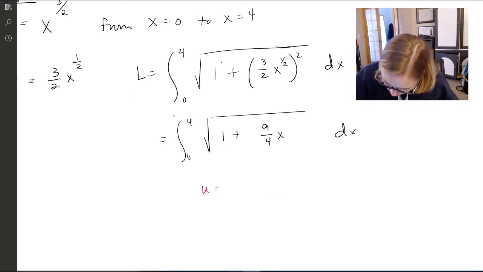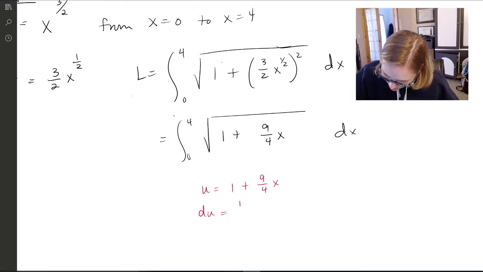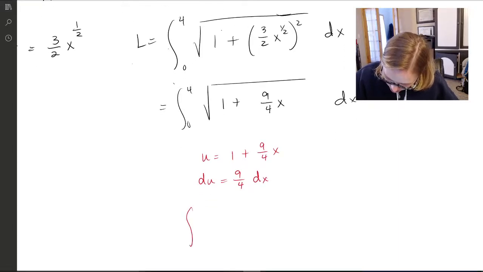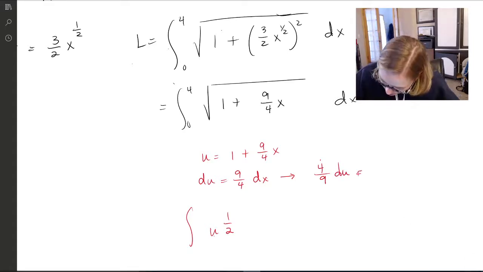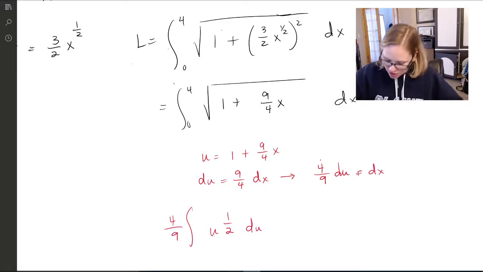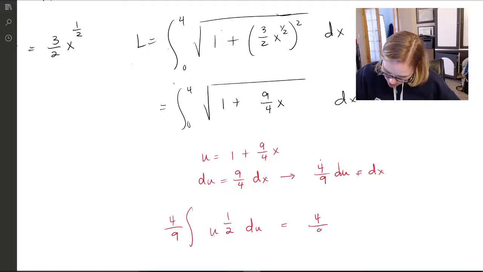So now I've got this integral, and this is simply a u substitution problem. So here we go. u equals 1 plus 9/4 x, du equals 9/4 dx. So I'm going to have the integral of u to the 1/2 power. And I'm going to move the 9/4 over, it becomes 4/9. When I divide by 9/4, it's the same as multiplying by the reciprocal, equals dx. I'm going to have 4/9 u to the 1/2. So now I'm just going to integrate that, 4/9.